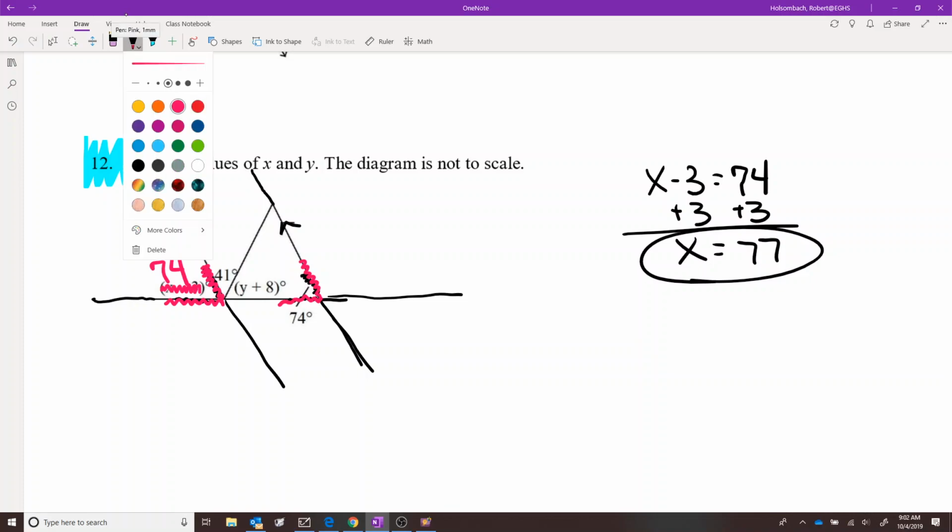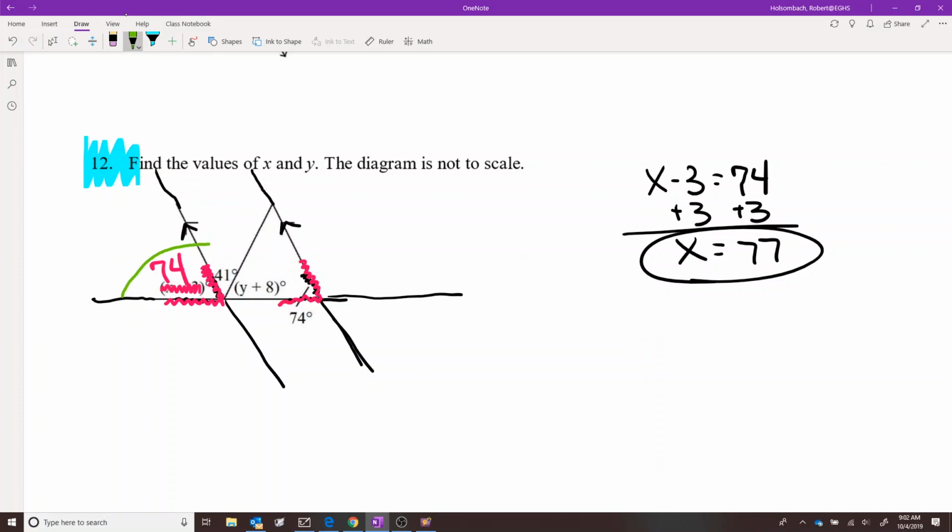Now, what you got here is these three angles. You see them? The 74, the 41, and the y plus 8. Those three angles all form this line. So those angles have to sum 180. So you got a 74 plus a 41 plus a y plus 8. That has to equal 180.